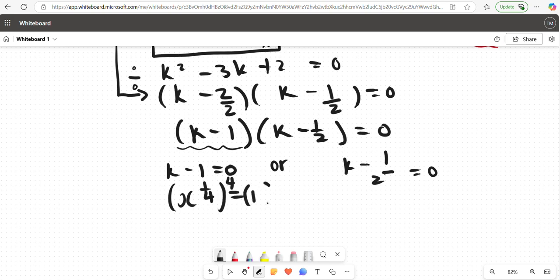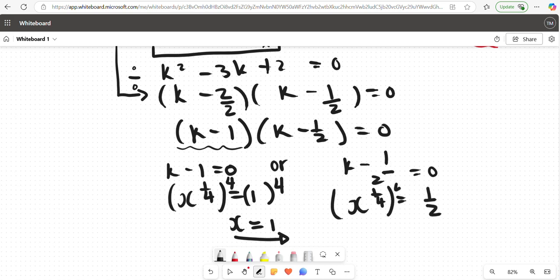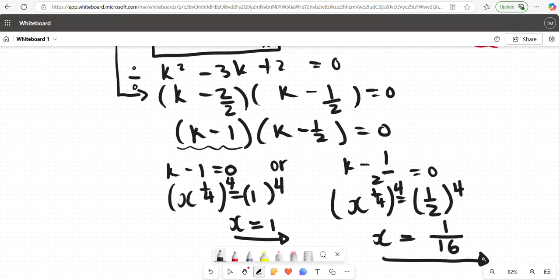You put it to the power of 4, you put it to the power of 4. x is just easily 1 for one of my solutions. For the other one, x to the power of 1 over 4 is equal to a positive half when it goes to the other side. You put this to the power of 4, you put this to the power of 4, x is equal to 1 over 16. A half to the power of 4 is 1 over 16. So we have these two solutions of x, and both of them satisfy the equation at the top.